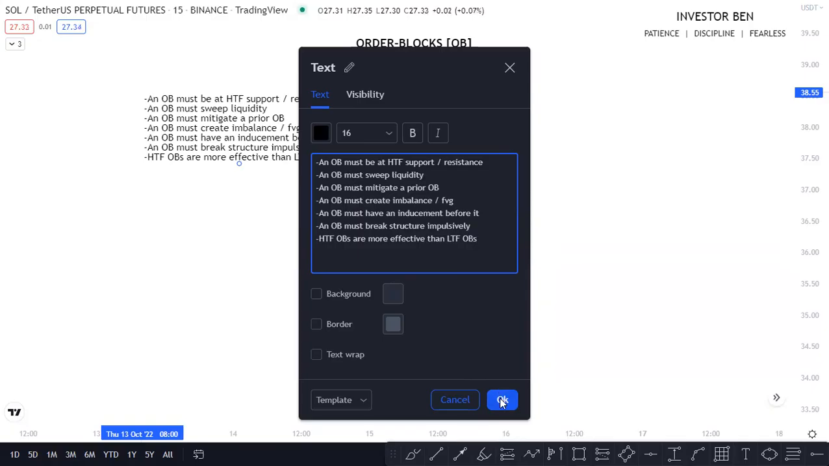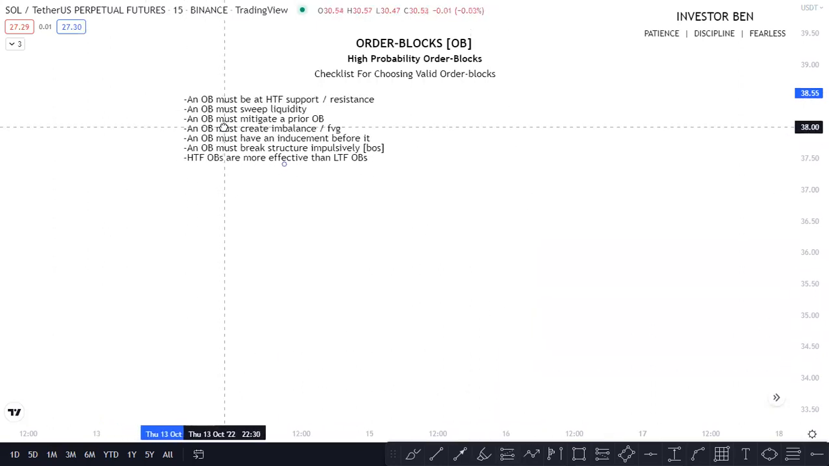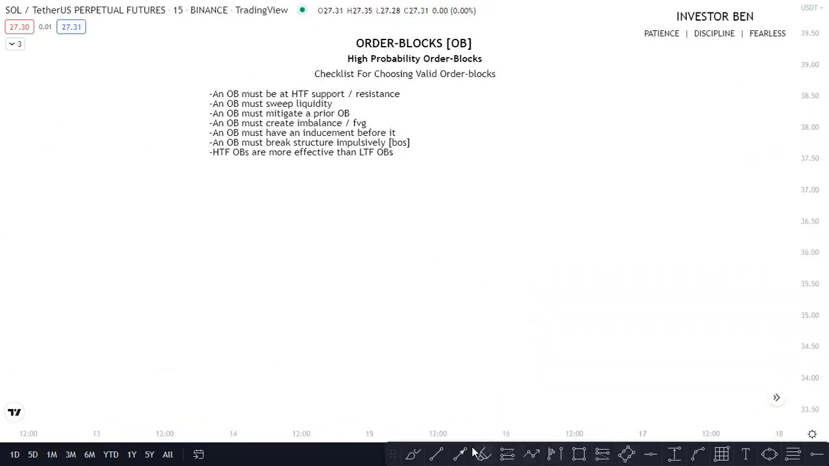So yeah, I would stop here. Must sweep liquidity, must break structure impulsively. Break structure, it can be BOS, yeah, it's BOS. So these are the checklists to be using. Now, in some cases, some checklists here are much more important, especially number two: an OB must sweep liquidity, an OB must mitigate a prior order block, an OB must create imbalance or fair value gap. All of them are effective.